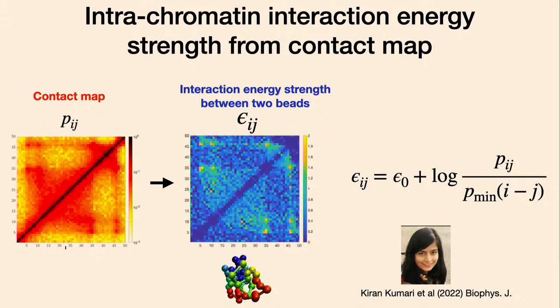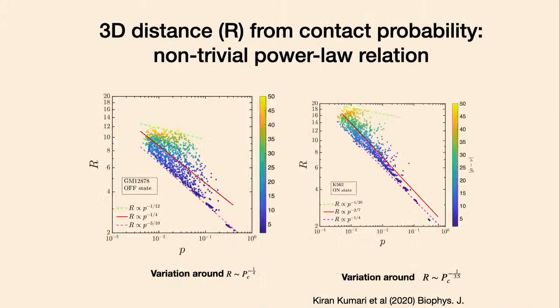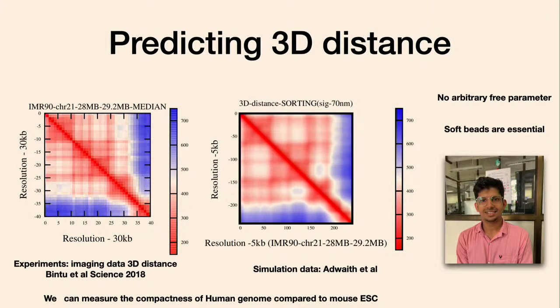And the good part is that we have this denominator slightly better fixed than many of those models. This is a parameter, and then we can predict the Pij and the interaction strength, and then one can simulate this, and we can get the 3D distance versus contact probability scaling relation, and it scales in a particular way, like minus 1/4 or 1/3.5. And then we can even predict the 3D distance for any two regions. So this is the 3D distance that we predict for a human chromosome, and this is the 3D distance measured from microscopy experiments, and they are exactly the same.